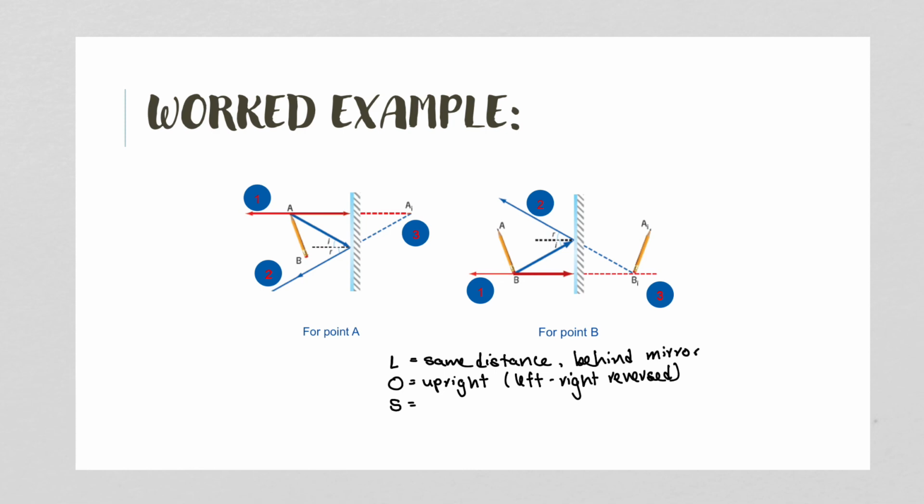The size is the same size. The pencil didn't change. And the type of image is virtual. Anytime your image is drawn behind your mirror, it's a virtual image, because it's not really behind the mirror. It's just where it appears. So that's our image characteristics.